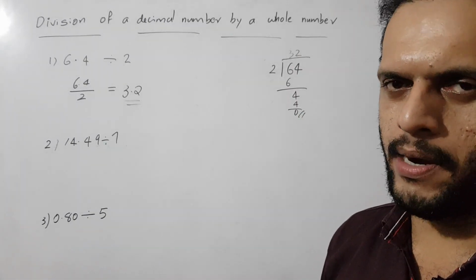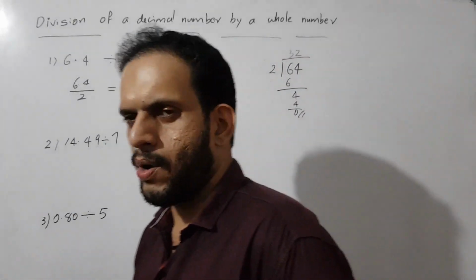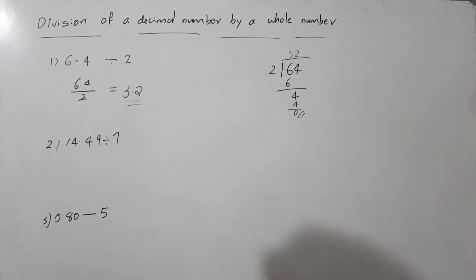So the answer is 3.2. I think you got it, the idea. So we go to the next question. What is the question? 14.49 divided by 7. How do we write?